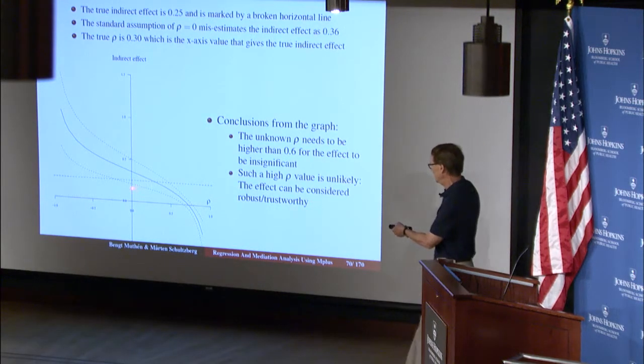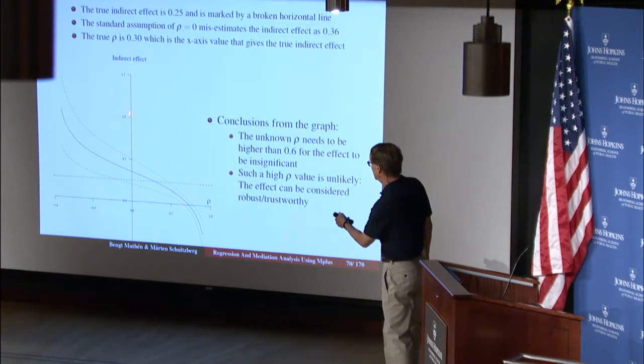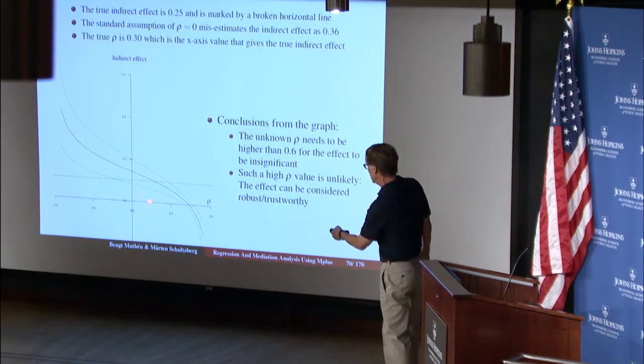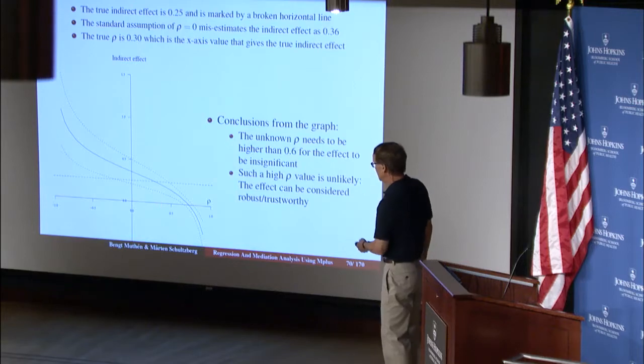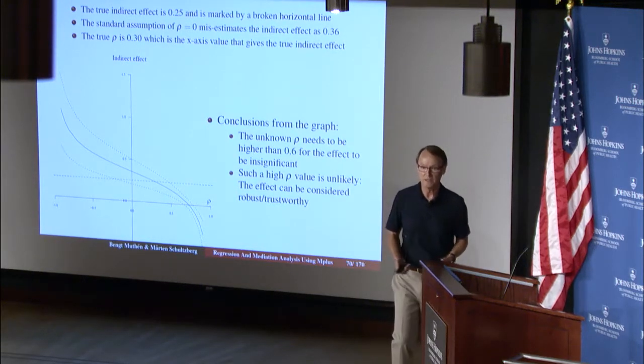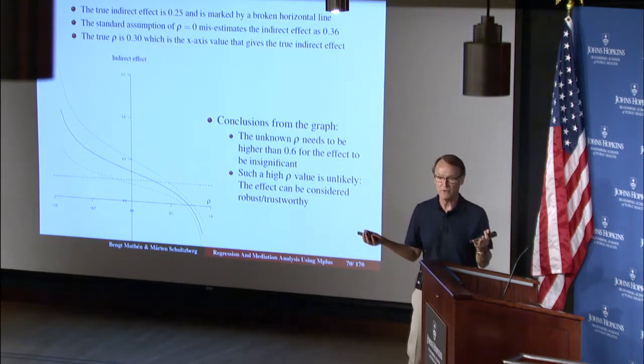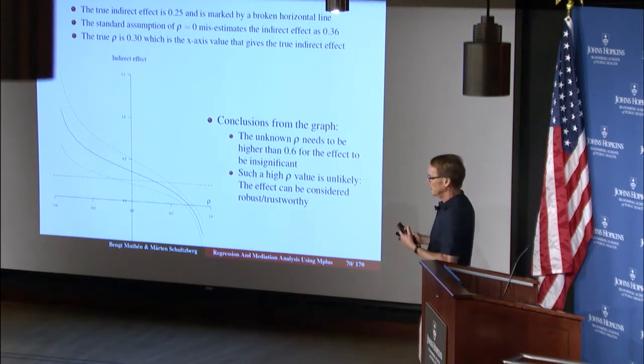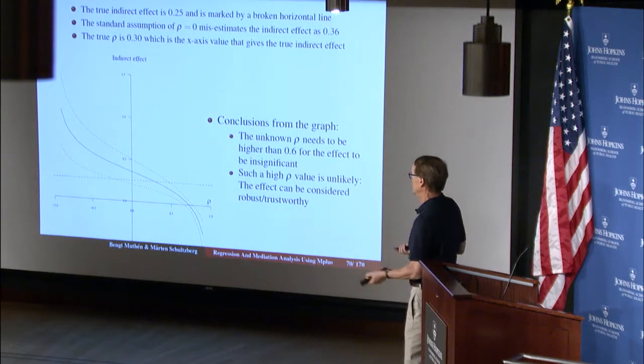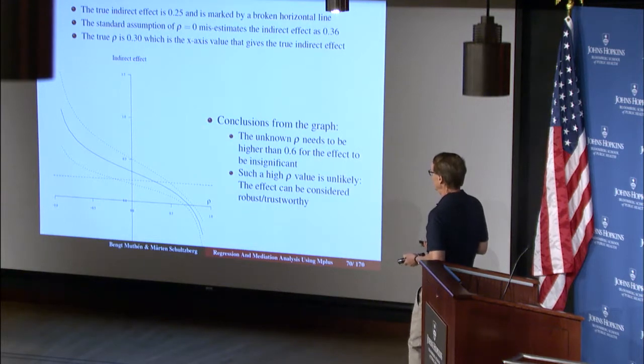If that line had crossed the y equals 0 line here somewhere for a very low rho value, you wouldn't have much confidence in the indirect effect. Because there are so many factors that can come into play, unobserved, not measured variables, that influence both M and Y.